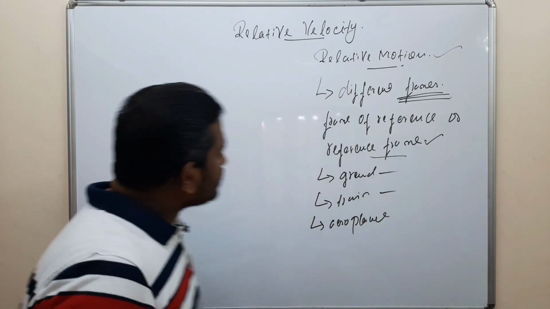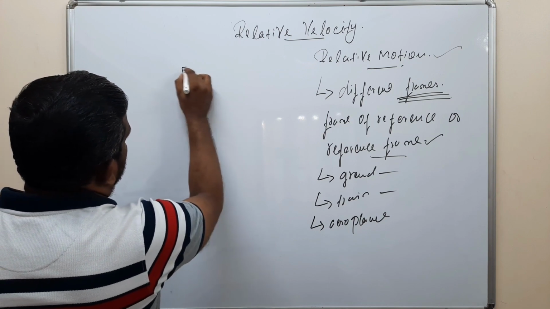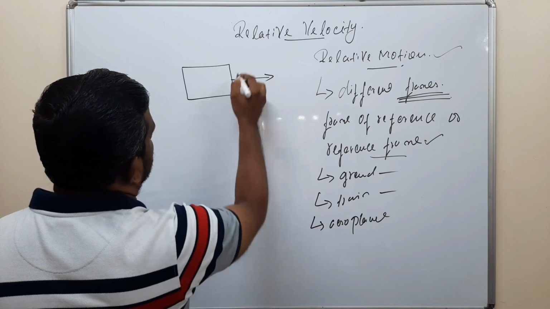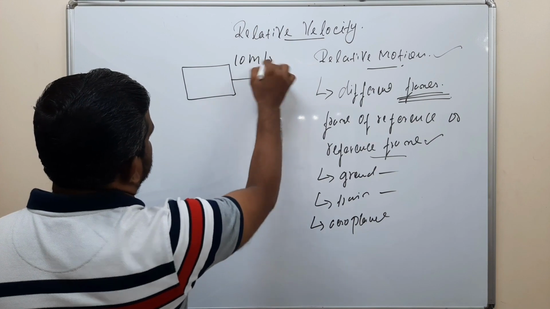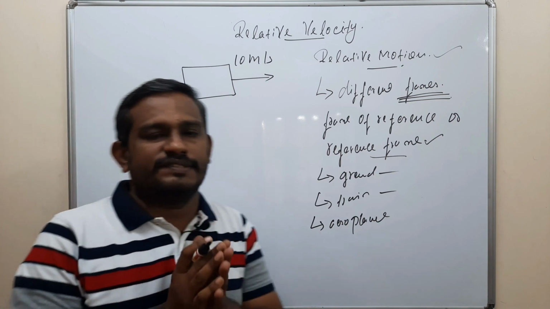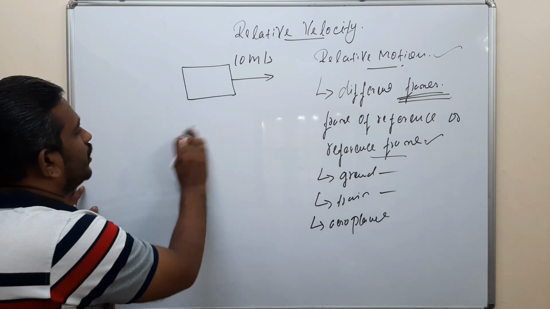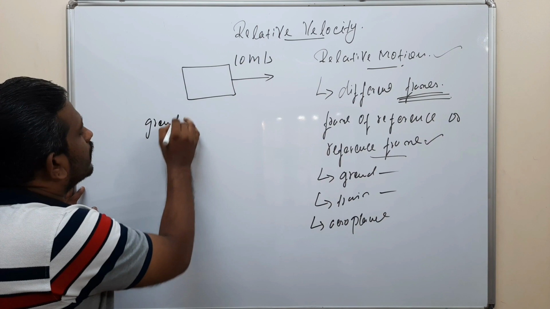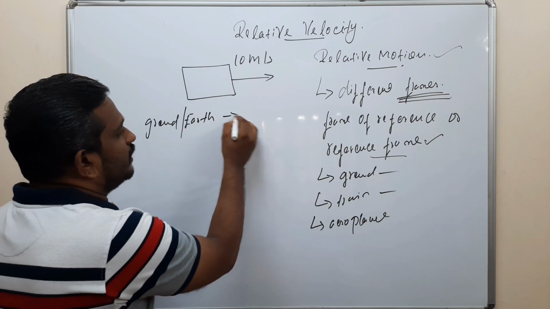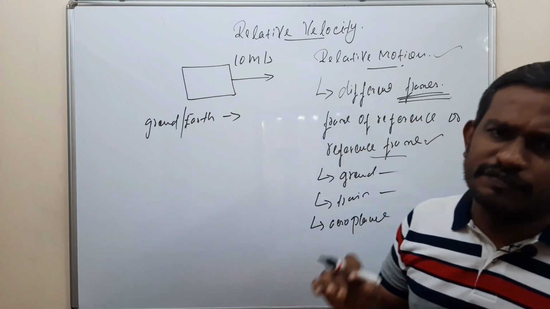Suppose a body is moving with a velocity of 10 meter per second. This velocity belongs to some frame of reference. Normally, ground or earth is considered as the frame of reference for every motion.